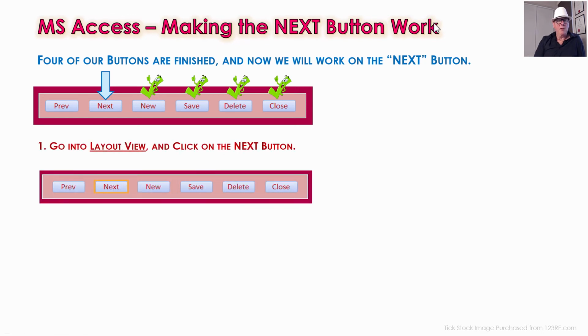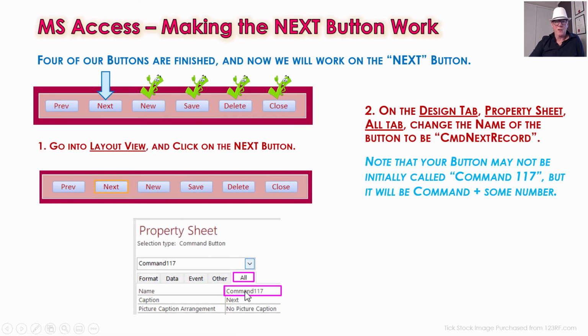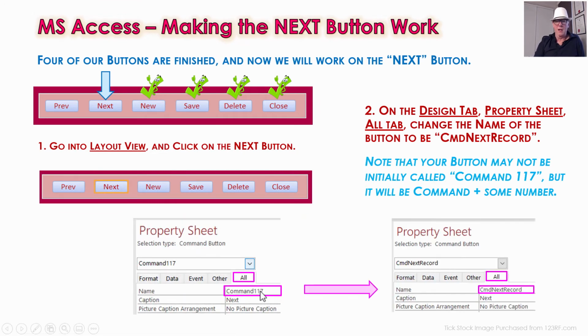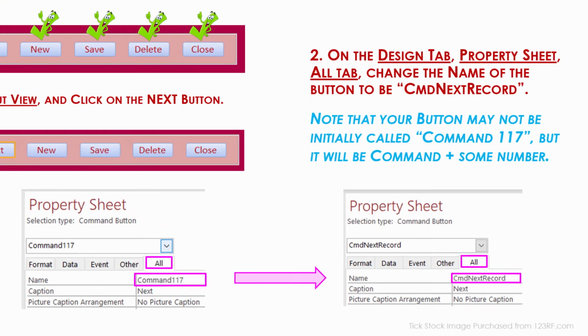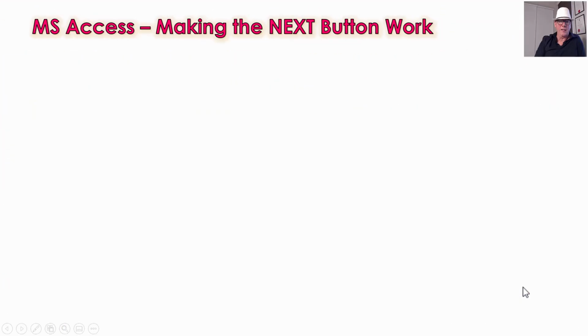All right, so same deal as usual. Go into layout view, click on that button so it's highlighted, and we need to fix up its name. So it's got that silly number name of the command. Change that to CMD next record, spelt exactly like this, because we're going to refer to this in the VBA code we write. So it's very important it's got that exact name with those big letters and little letters, uppercase and lowercase, CMD next record. So make sure you get that right.